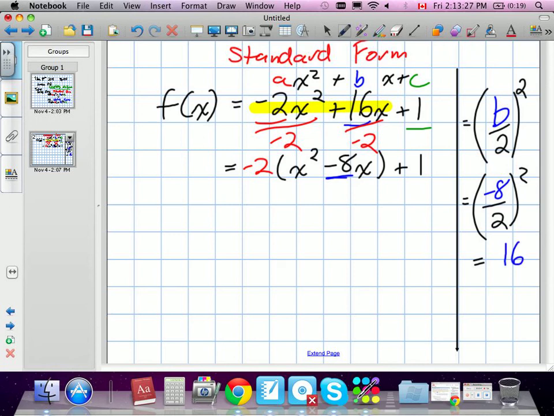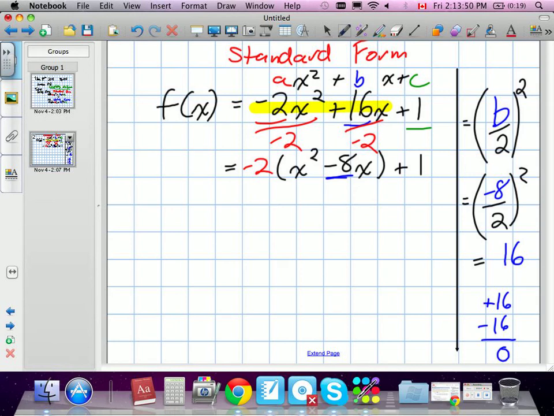The reason I have this number is I'm going to add and subtract this number inside the brackets. Now, I want you to pay attention to this. If I were to add 16 and subtract 16, what is that essentially? What am I adding to the equation? 0. So I'm not changing the equation at all. But I'm doing this to make it easier for me to factor.